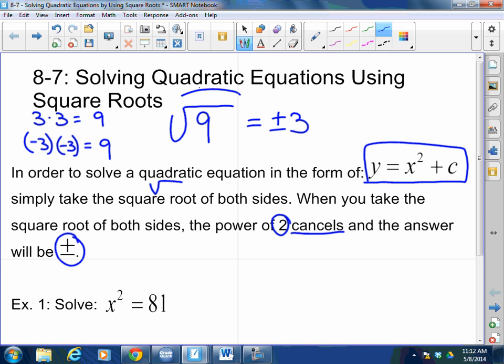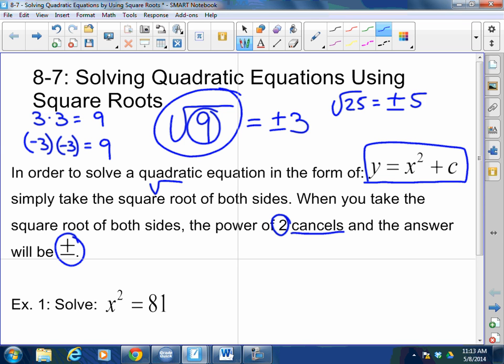When you're dealing with a square root, the goal is to find what number times itself gives me this value in here, which is called the radicand. That's the goal. So when I have a square root, I'm looking for pairs of numbers. For example, the square root of 25 could be plus or minus 5. Why, Mr. Morrow? Because 5 times 5 can equal 25, or negative 5 times negative 5 can equal 25.